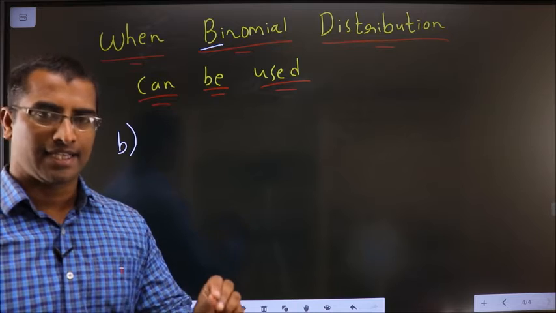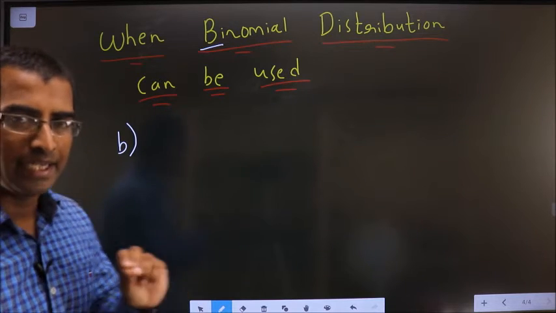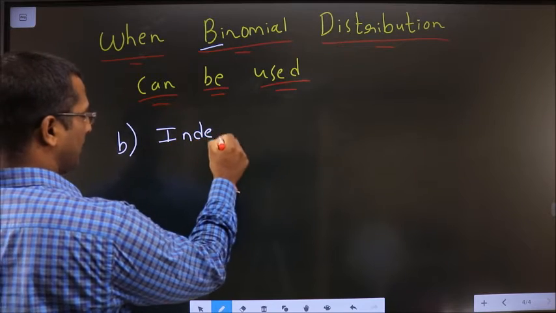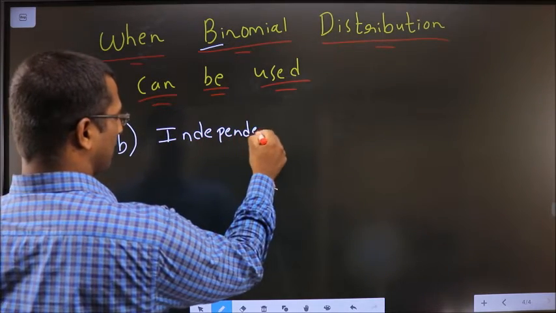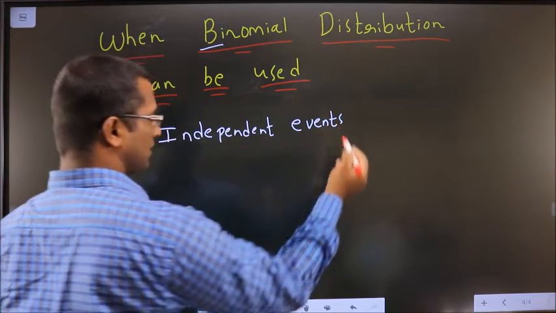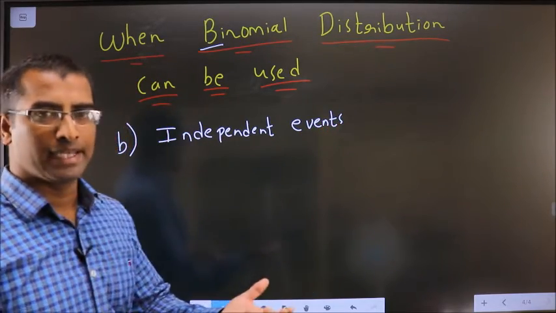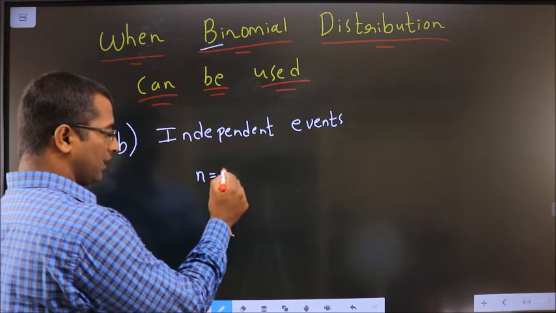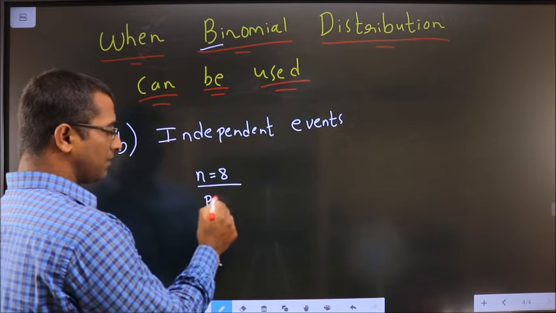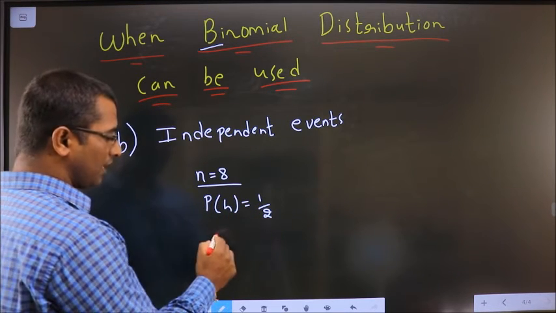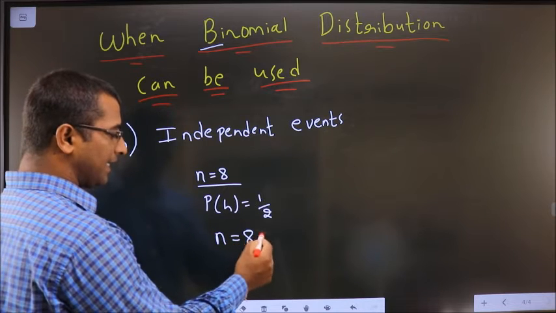Second condition is, events have to be independent. Whenever the events are independent, only then can I use binomial distribution. Now what do we mean by independent? Let us say I toss a coin 8 times. What is the probability of getting a head? 1 by 2. Let us say I toss a coin 80 times.